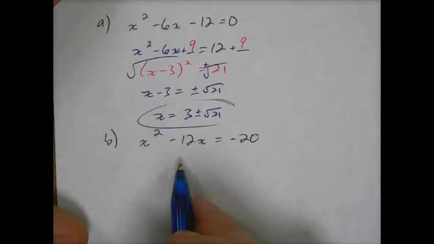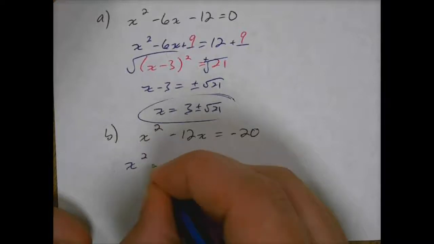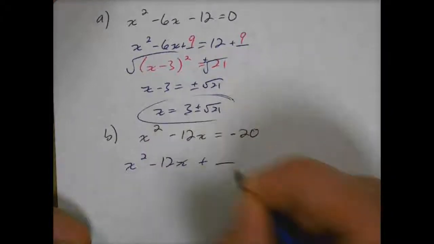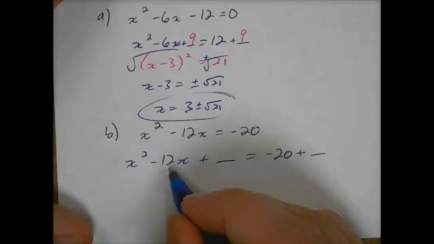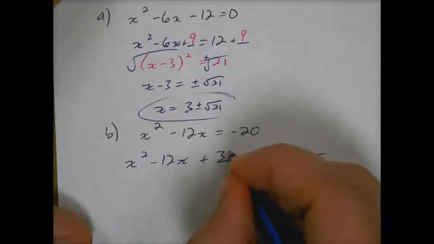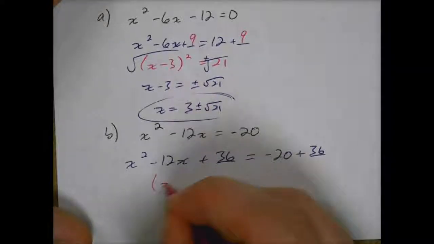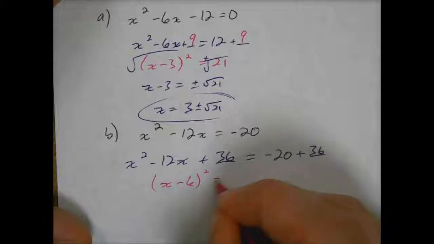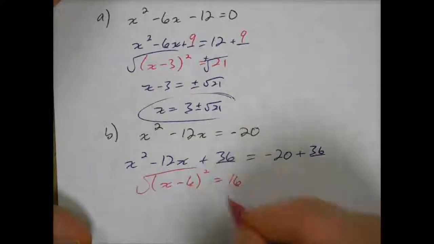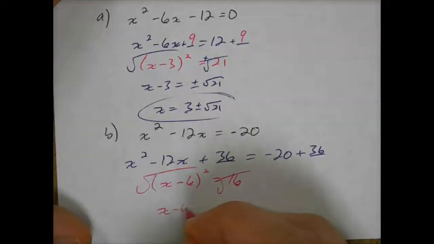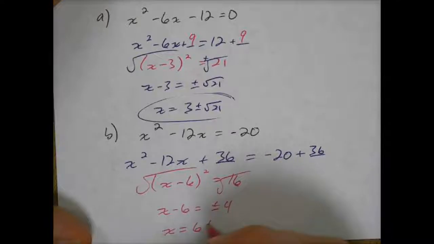So we'll do the same idea here. x squared minus 12x equals negative 20. So I need to add some number to both sides such that I can have a perfect square factor. Well, half of 12 is 6. 6 squared is 36, so I add 36 to both sides. So this will factor as x minus 6 squared, and it equals negative 20 plus 36, which is 16. Take the square root of both sides, so x minus 6 is plus or minus 4. Add 6, so 6 plus or minus 4.